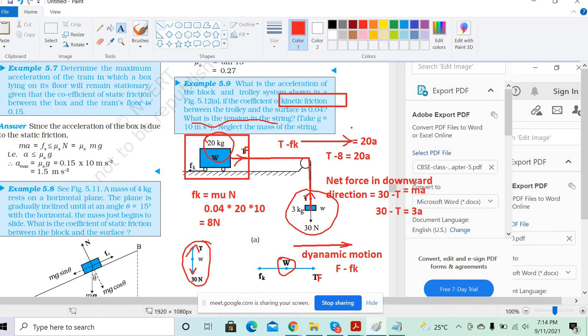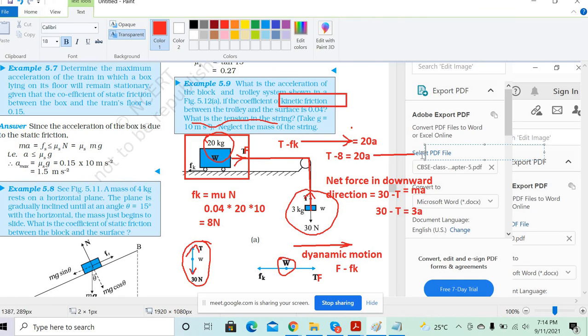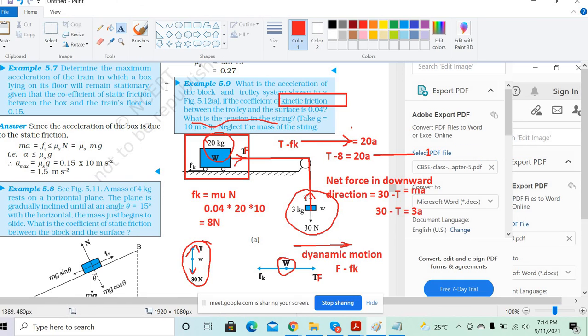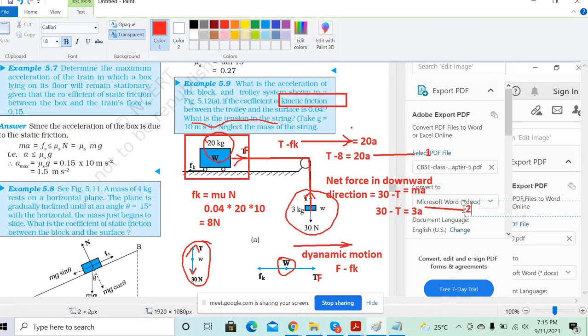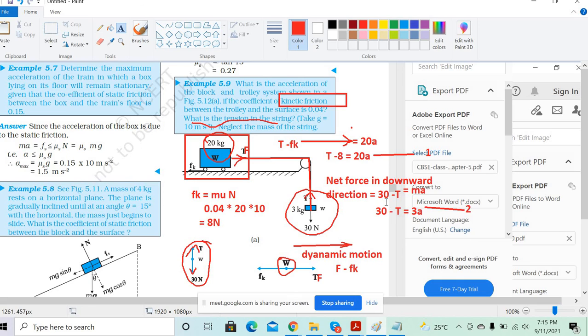So you got two equations. We can substitute one of them. You can use any method here. This is the first equation, and this you get as the second equation, right? So we can find the acceleration and the tension, both you can find. Understood or not? Yes, sir. Understood. Perfect. Now do that, you'll get it.